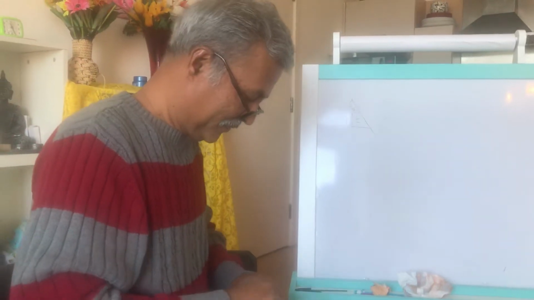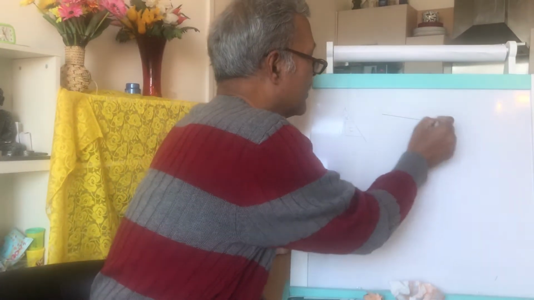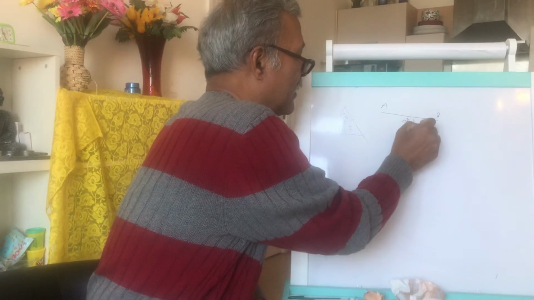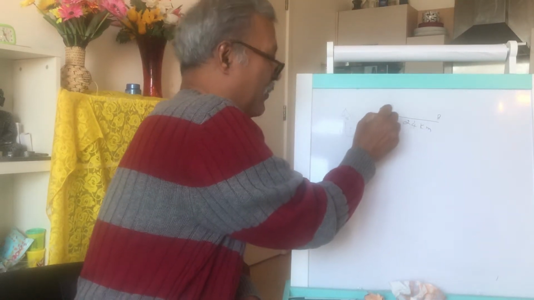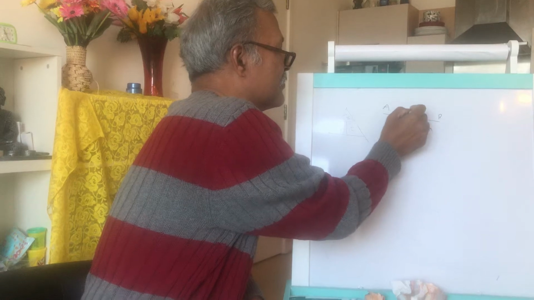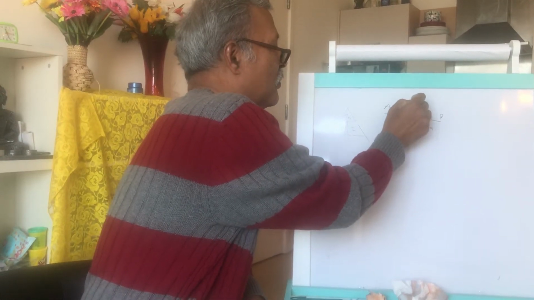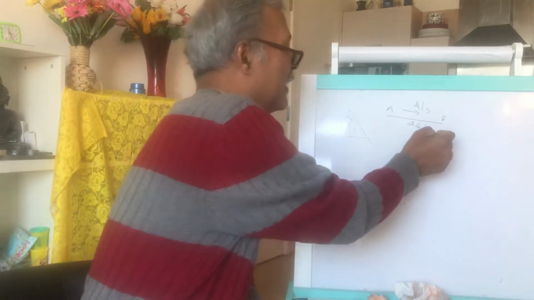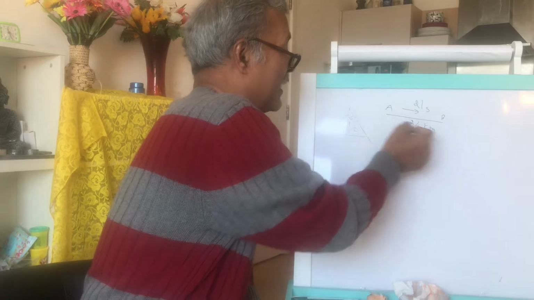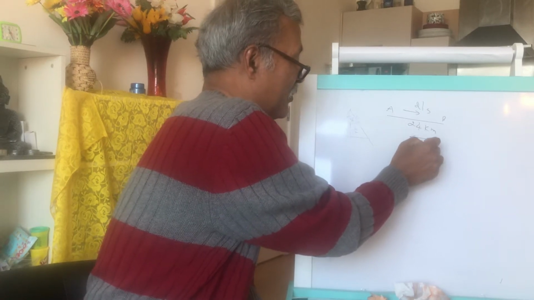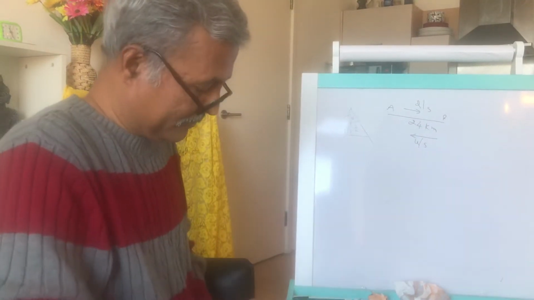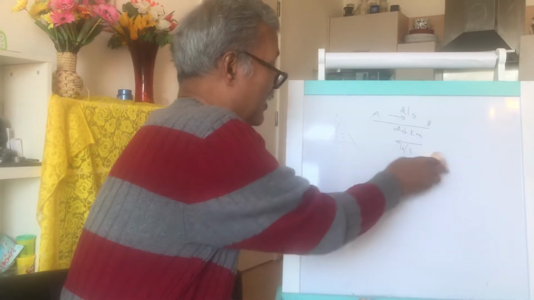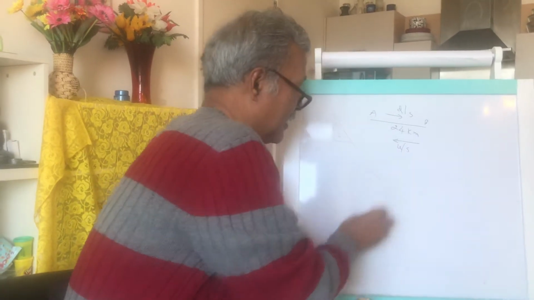Let us say a boat is going from A to B. We'll call it downstream. Then it comes back. That means it will be traveling upstream. So what is given here? What is unknown? Let's see.